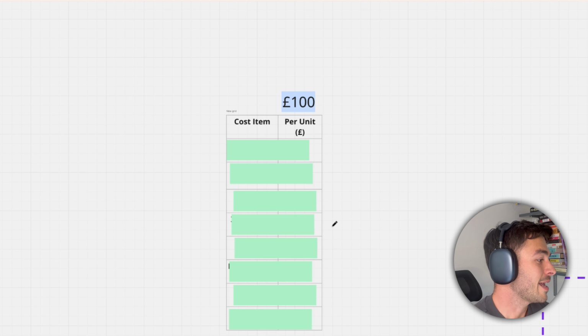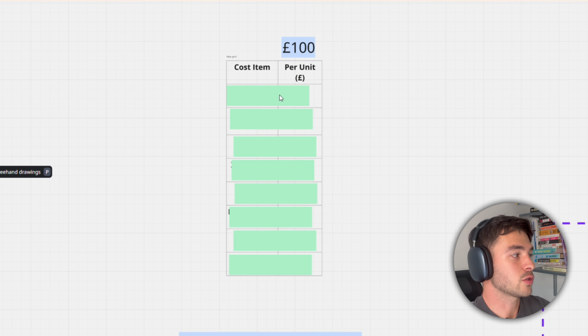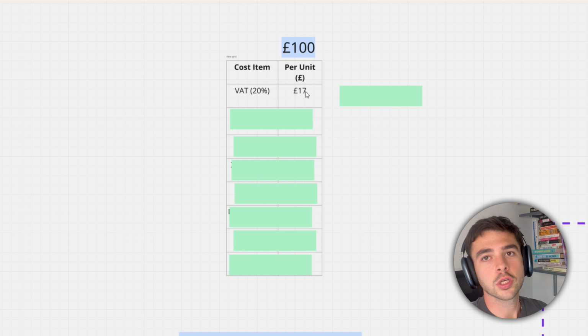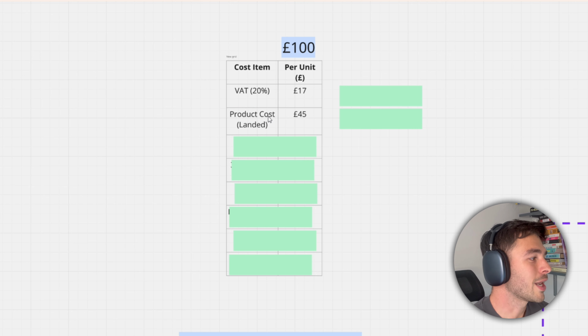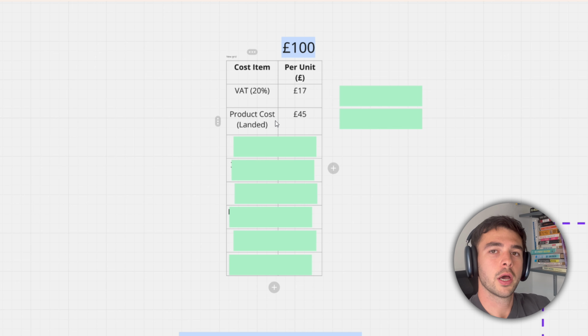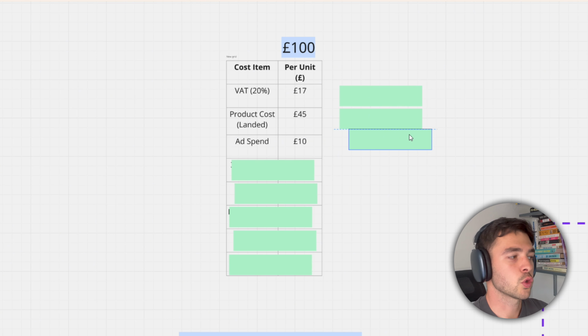However, when we break that down, as in how much does that £100 actually leave us with at the end of all the costs? So straight away, £17 to the tax man, everyone's favorite man or woman. You then got landed cost. So that is the amount that you've spent on the product plus the shipping to get from your supplier, either direct to your customer or to your warehouse. Probably going to be your biggest cost, £45. You then got ad spend. We saw that we spent £10 previously to generate that 1 sale. So that £10 comes off our £100.